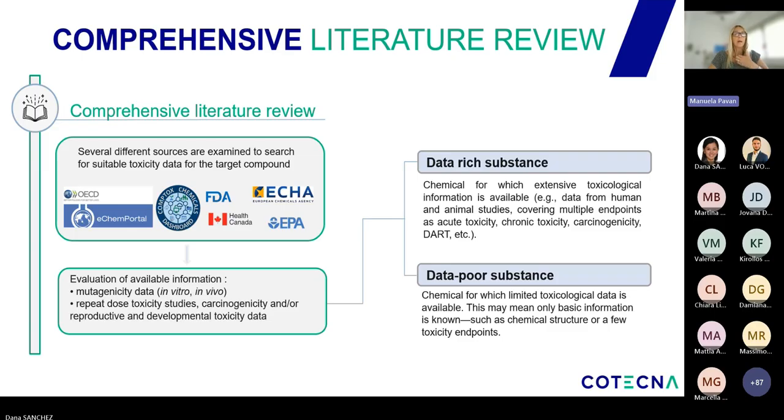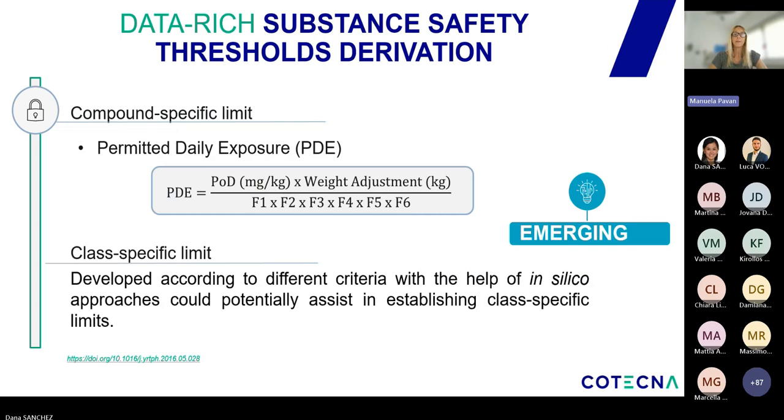Next. When a compound is classified as data rich, it means that we have access to sufficient high-quality toxicological data that allows us to derive a compound-specific limit. The typical example is the permitted daily exposure, the PDE, and this value is calculated directly from the experimental toxicological data that are available for that specific substance.